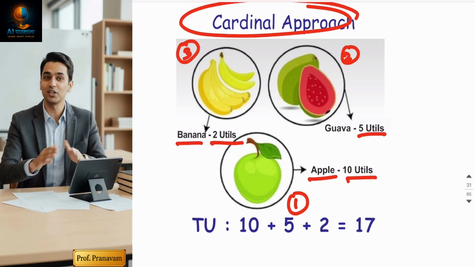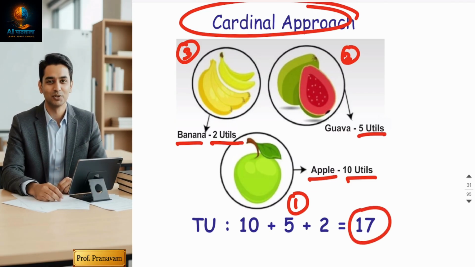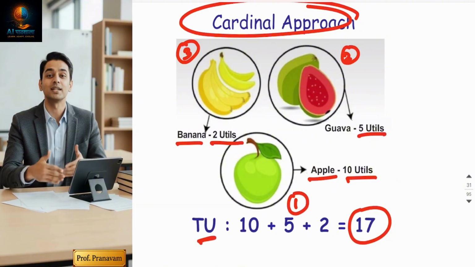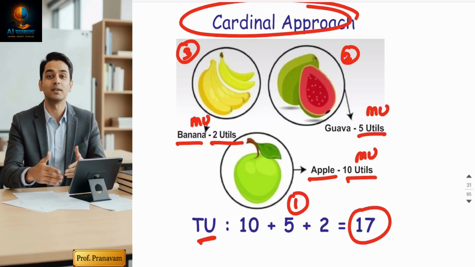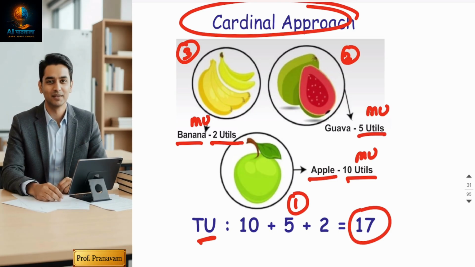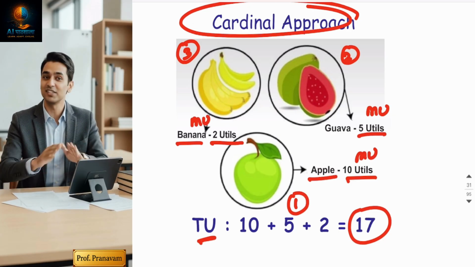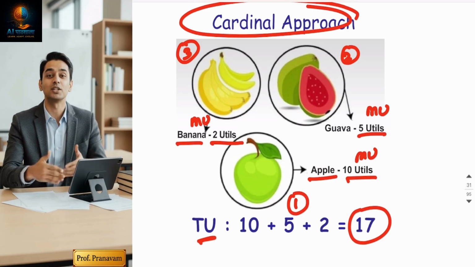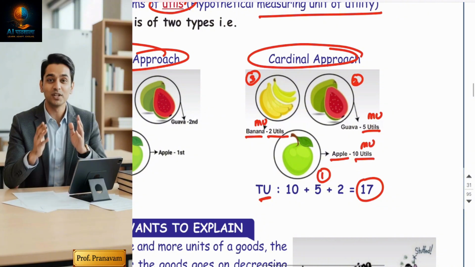So if I consume all together, I'll be getting a total of 17 utils of satisfaction. It's called total utility. Now, each individual unit consumed is called marginal utility, and the sum of all marginal utility is called total utility. It is an anticipated satisfaction. This whole calculation is going on in my mind. It is a psychological concept. It does not have any physical proof. It varies from person to person. So this is called cardinal numbers.